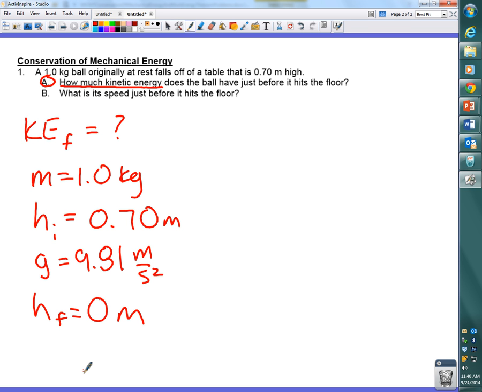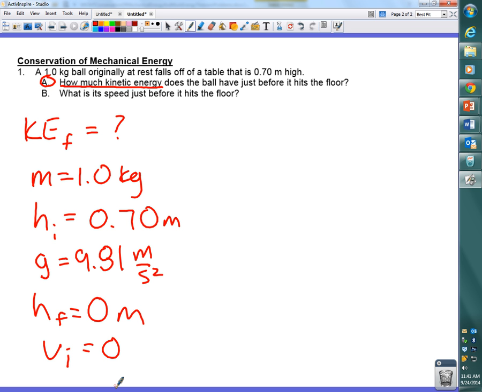Jack. Originally at rest. Jack, what is that telling us about? When? What part of the problem? Beginning or end? Beginning. And that means that the initial velocity of this ball is equal to what? Zero. There we go, everybody. See? You can get there.